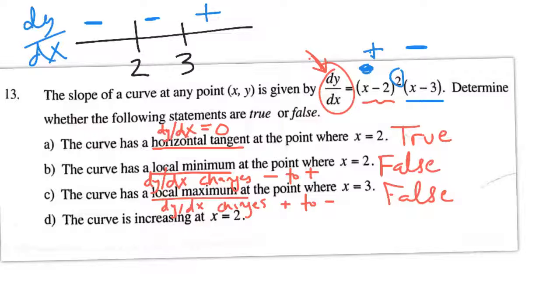And last, the curve is increasing at x equals 2. That's an automatic no. That would mean dy dx is greater than 0 if our curve was increasing. And that's not true. Dy dx is equal to 0. That's why we put it on our sign chart. So, also false.